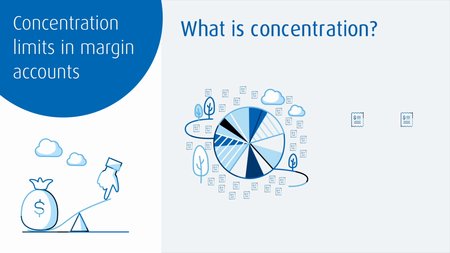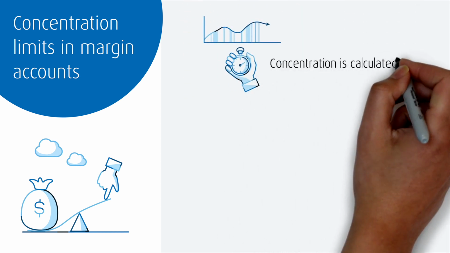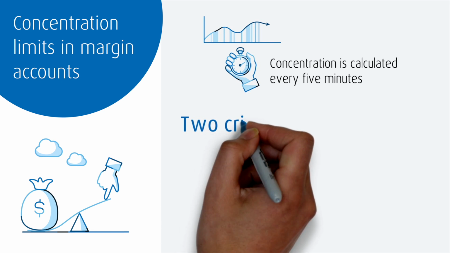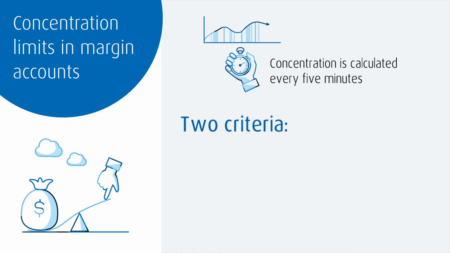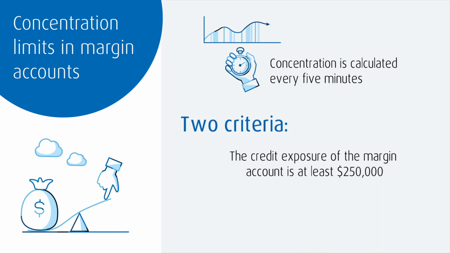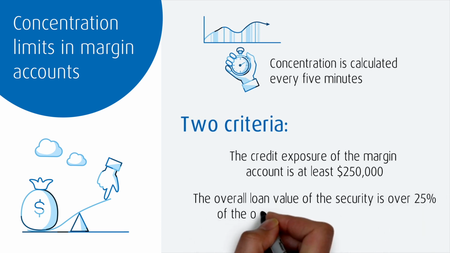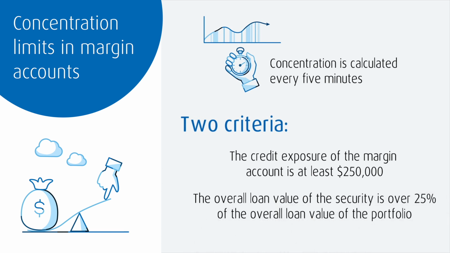However, some clients may choose to focus their investment strategy on only a few securities and accept the increased risk to their margin account. This is known as concentration. Concentration in a BMO Investor Line margin account is calculated every 5 minutes and occurs when two criteria are met. 1. The credit exposure of the margin account is at least $250,000, and 2. The overall loan value of the security is over 25% of the overall loan value of the portfolio.